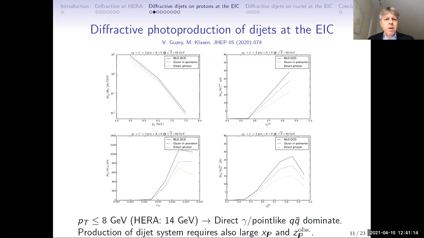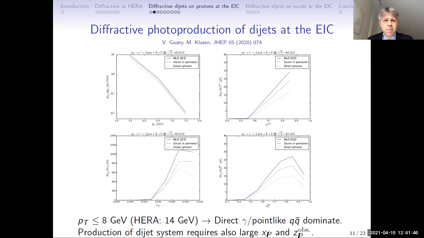On the top left, you can see that the pT range is quite limited with these beam energies. It only goes up to about 8 GeV, while at HERA in diffractive dijet production, we could reach something like 14 GeV. On the upper right plot, you can see that direct photons, and all the other distributions, in fact, are peaked at the maximum because you need the largest amount of momentum fraction to produce the dijet system. So direct photons dominate over resolved.